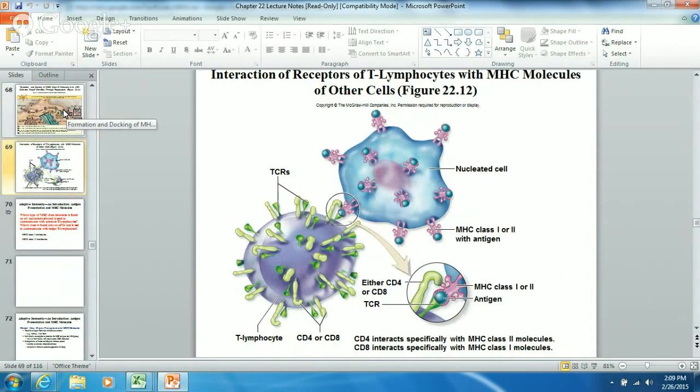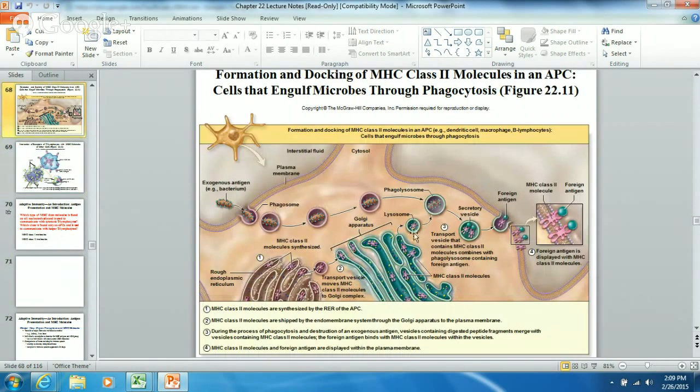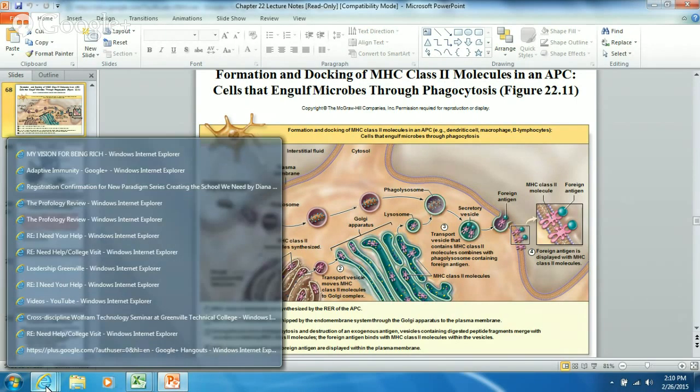But what's going to happen is a helper T cell will come alongside, and it will bind to a complex that'll be created here. And when that helper T cell binds to it, it'll be able to read it, and then that helper T cell can activate and tell other immune cells what it just found. Okay, that's where I wanted to stop for today. It gets a lot deeper after that.